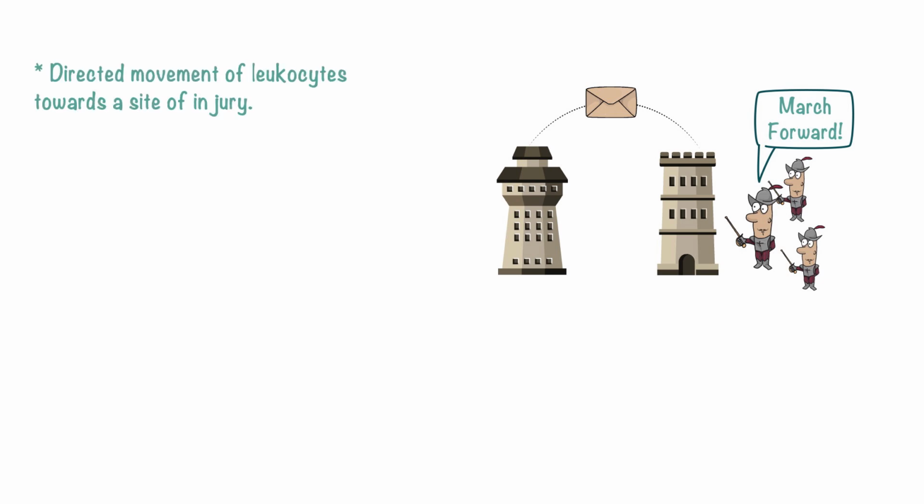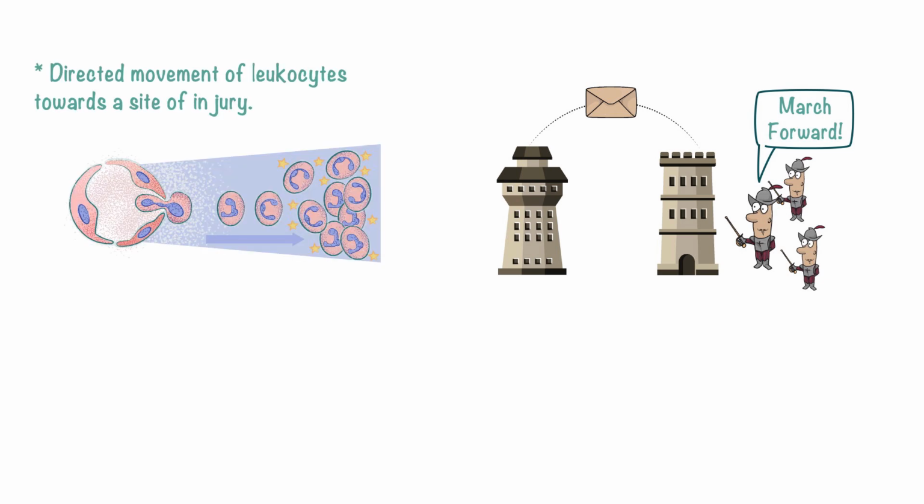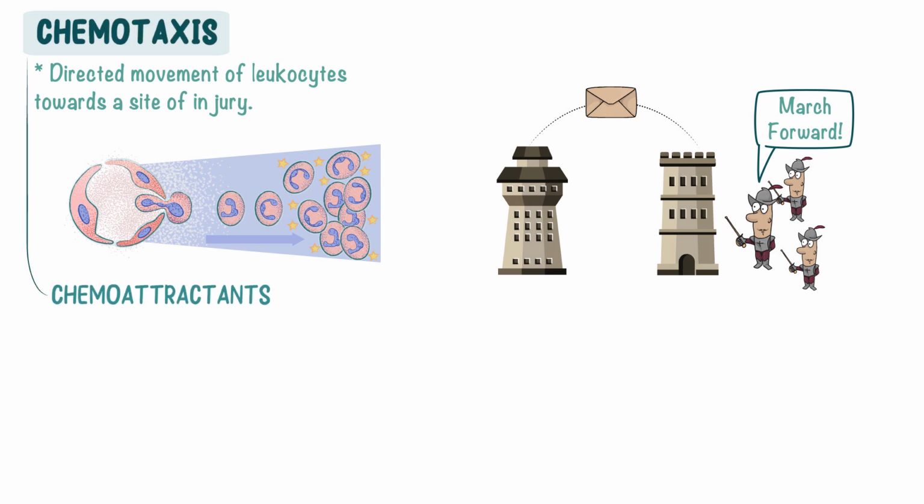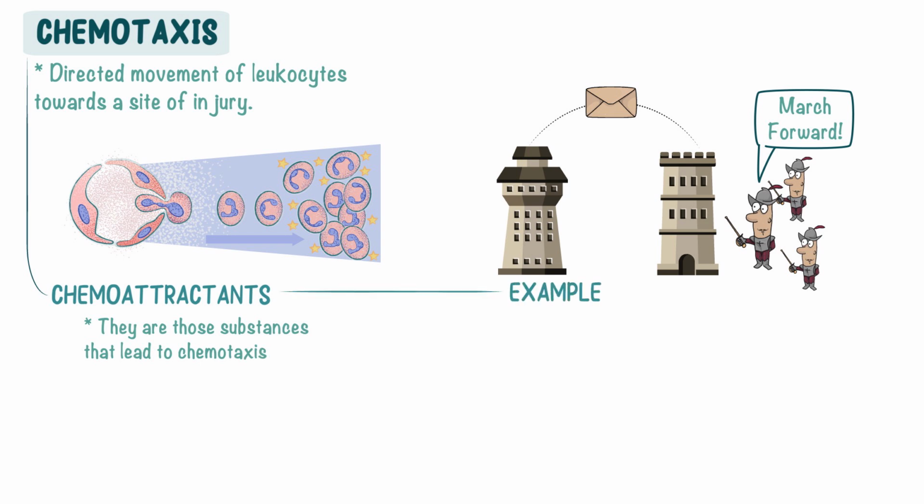After exiting the bloodstream, leukocytes move toward the site of injury by a process known as chemotaxis. Chemoattractants are those substances that lead to chemotaxis. For example, the peptides and lipids present in bacterial cell wall act as chemoattractants. You can compare chemoattractants to the message that was sent by the guard towers to the battalion of soldiers, who, after receiving the message, know the exact location of the enemy. And the movement of these soldiers is the chemotaxis.